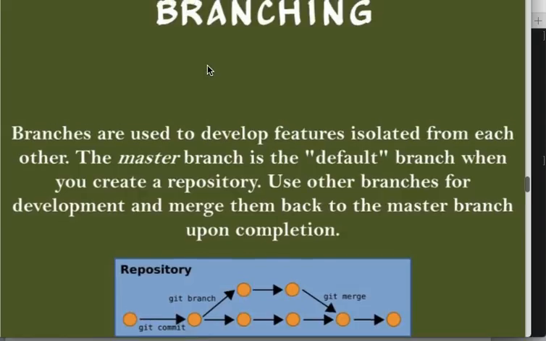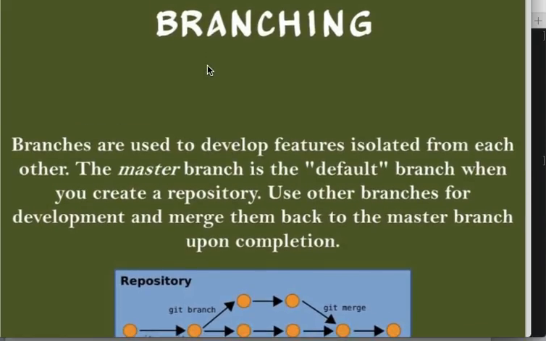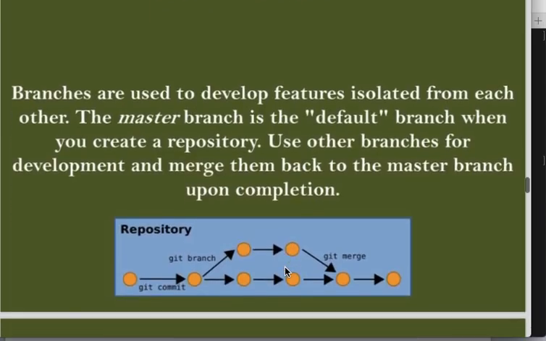Hi guys, in this particular video we're going to deal with branching, a specific concept we use to develop features in isolation from each other. We have so far been working on just one branch, the default branch, which we call master. Once you create a repository, it only creates a master branch. But you can use other branches for development purposes and for features that you want to develop in isolation, and then merge them back into the master branch upon completion.